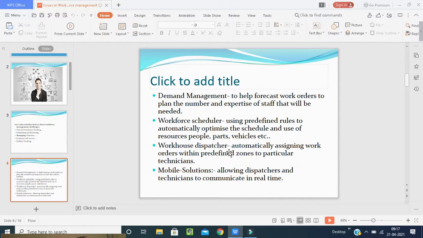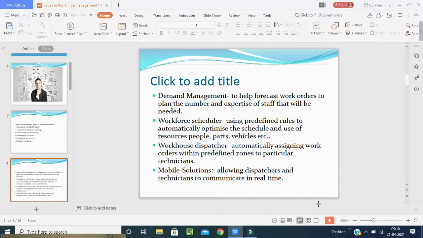First one is demand management. Demand should be there, then the workforce scheduler will be there, using predefined rules to automatically optimize the schedule and use of resources, people, parts, vehicles, etc. Next, workforce dispatcher, automatically assigning work orders within predefined zones to particular technicians. Next, mobile. Mobile solutions allow dispatchers and technicians to communicate in real time.